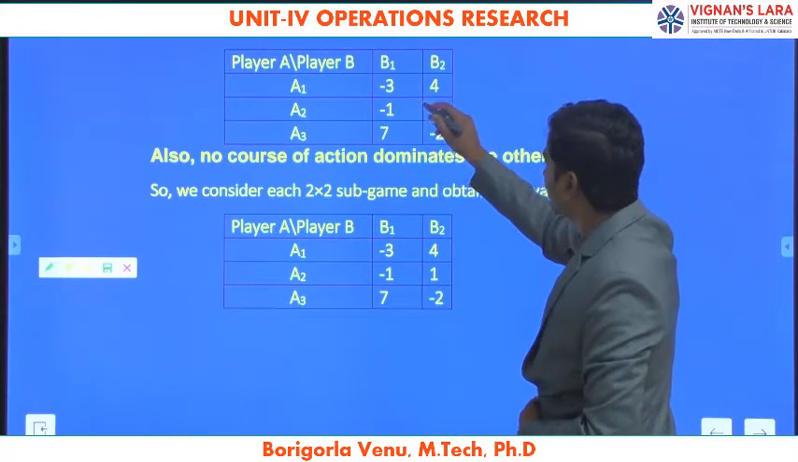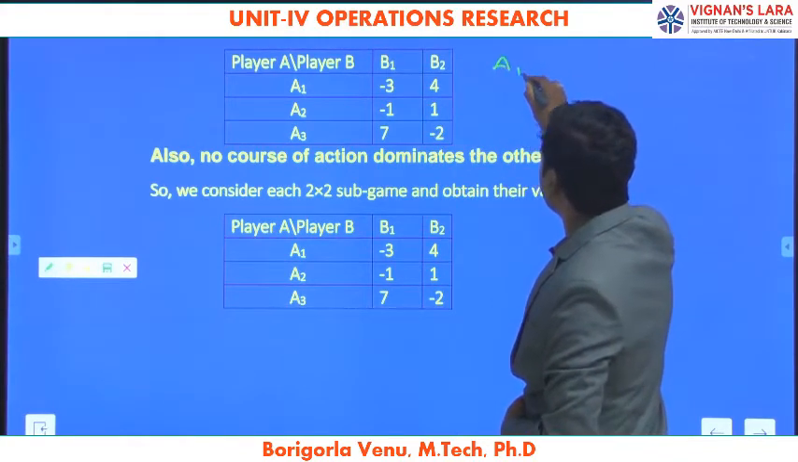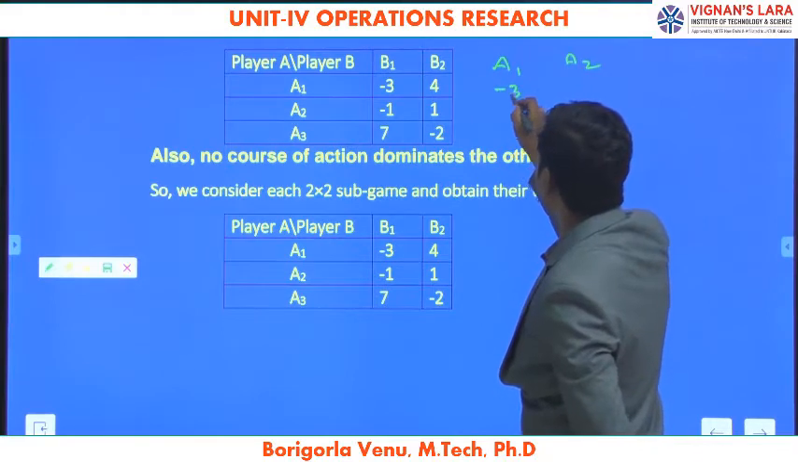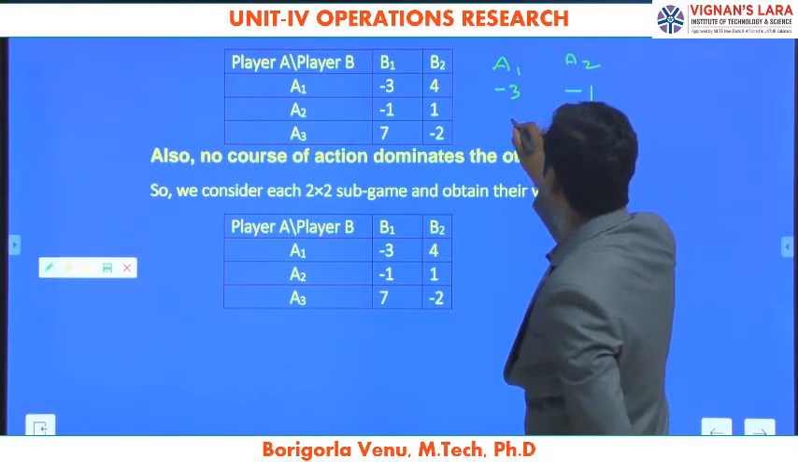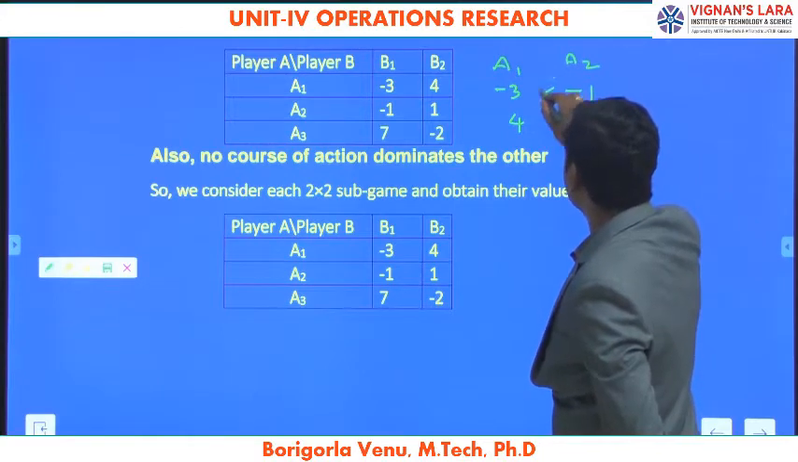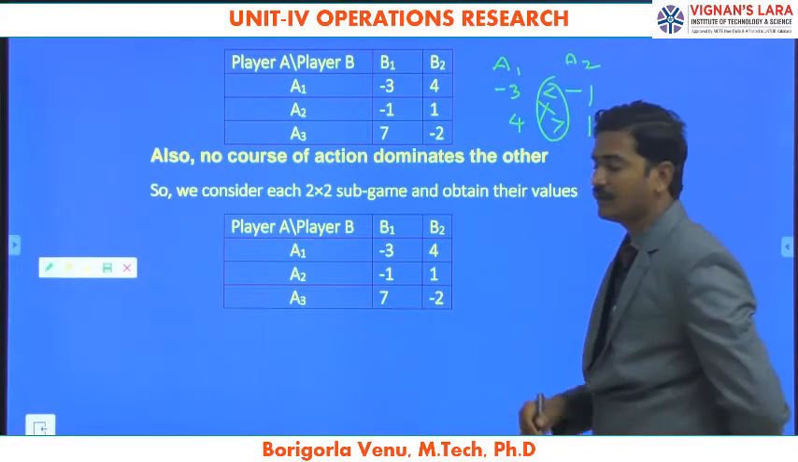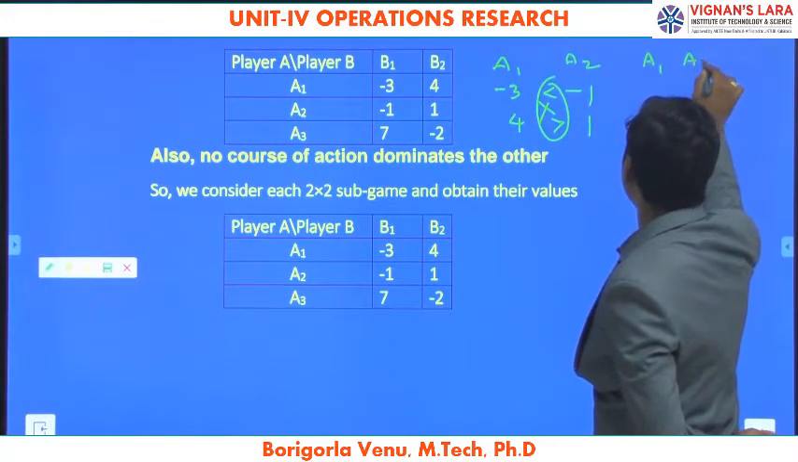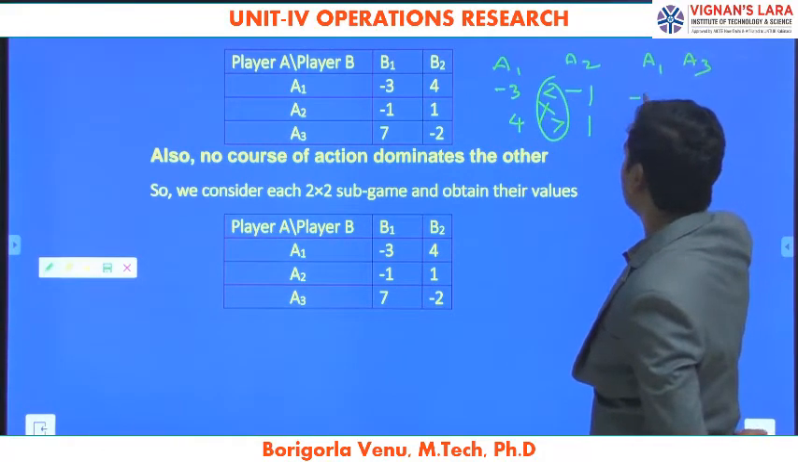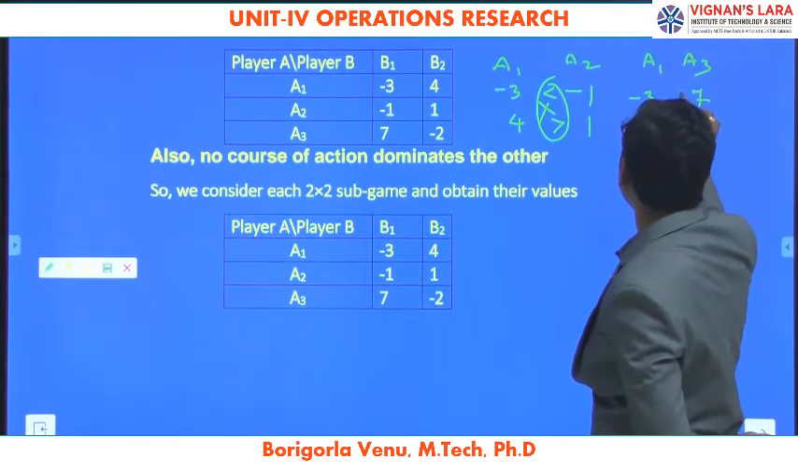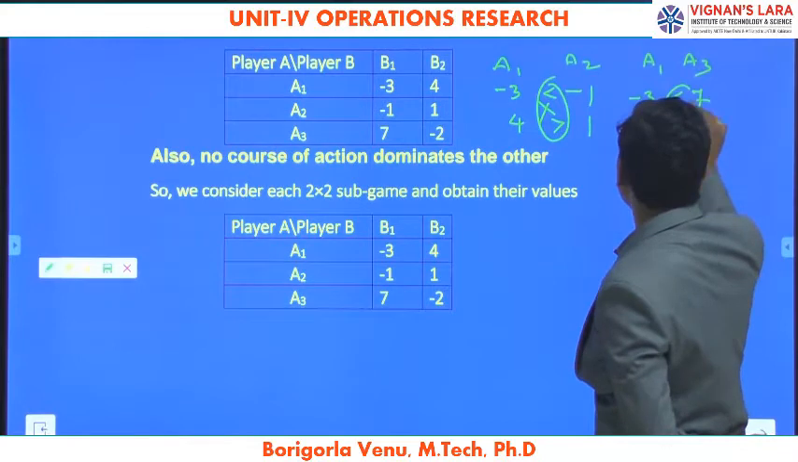First, coming to the rows A1 and A2. If we choose A1 and A2, A1 has minus 3 and A2 has minus 1. In the other column, 4 and 1. Here one is less than and the other is greater than, so at the first column A1, A2 is not satisfied. Let's check A1, A3. Here A1 is minus 3, A3 is 7; 4, 1. This is also not satisfied.